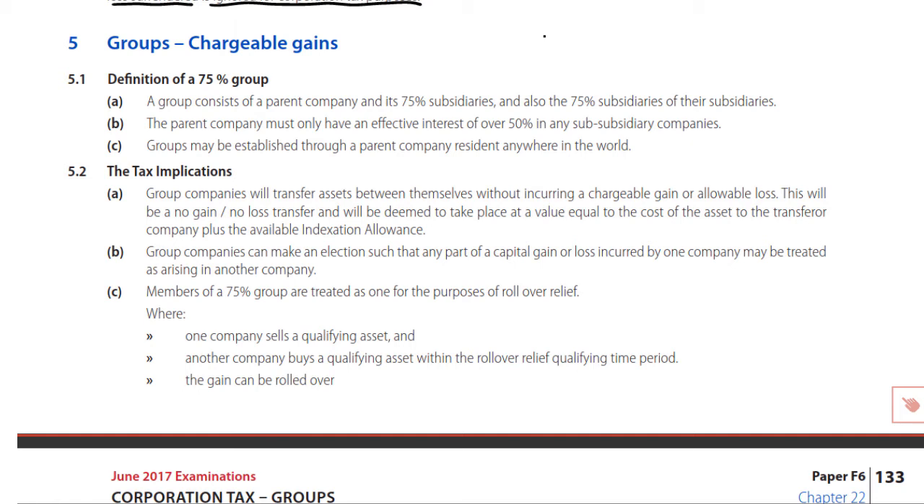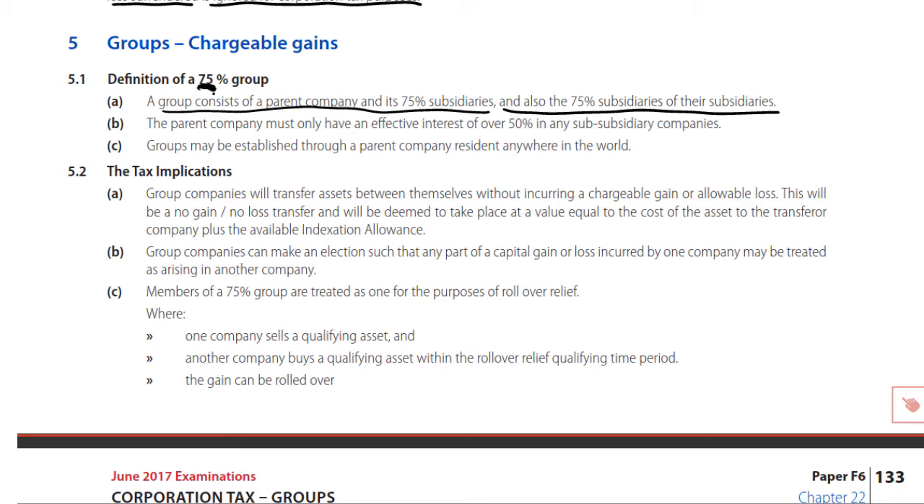But firstly, who is in the 75% group? Now, of course, if we've got direct shareholdings, then a group consists of a parent company and its 75% subsidiaries, and also the 75% subsidiaries of their subsidiaries. Each direct link has to be 75%. So when you go from parent to direct subsidiary, the link must be minimum 75%. When you go from subsidiary to sub-subsidiary, the direct link must be 75%.